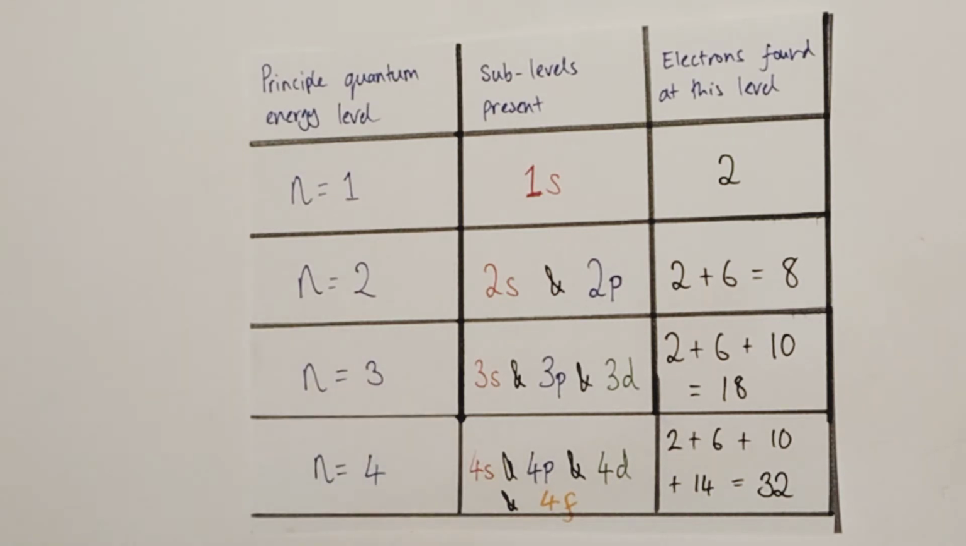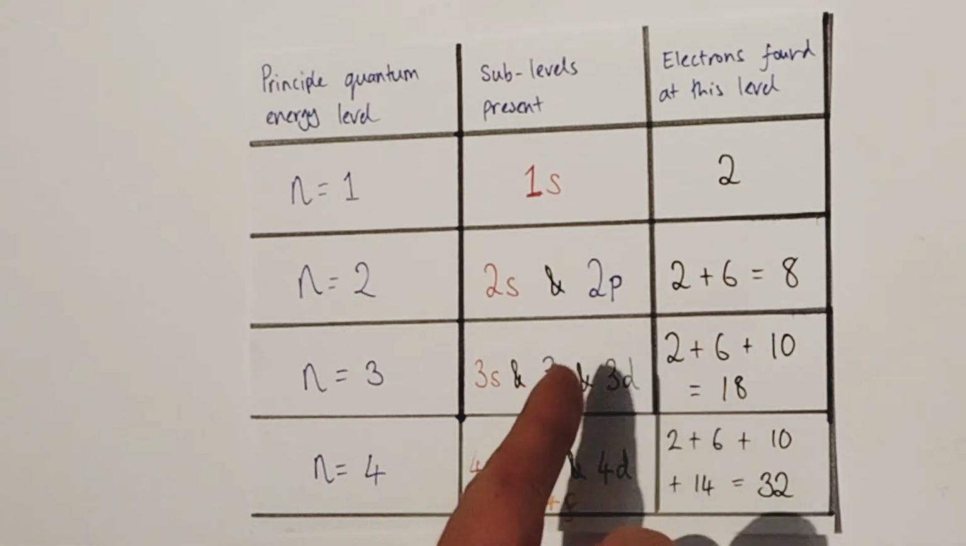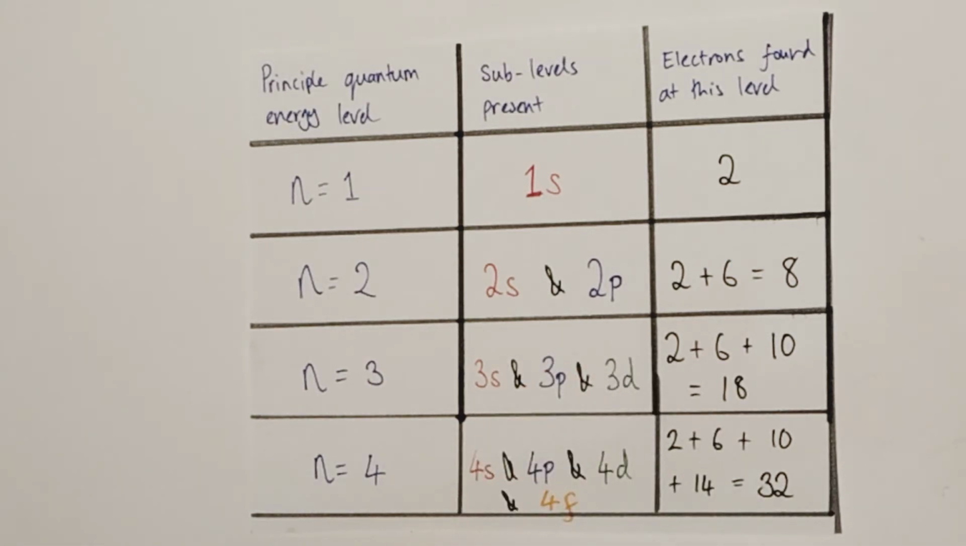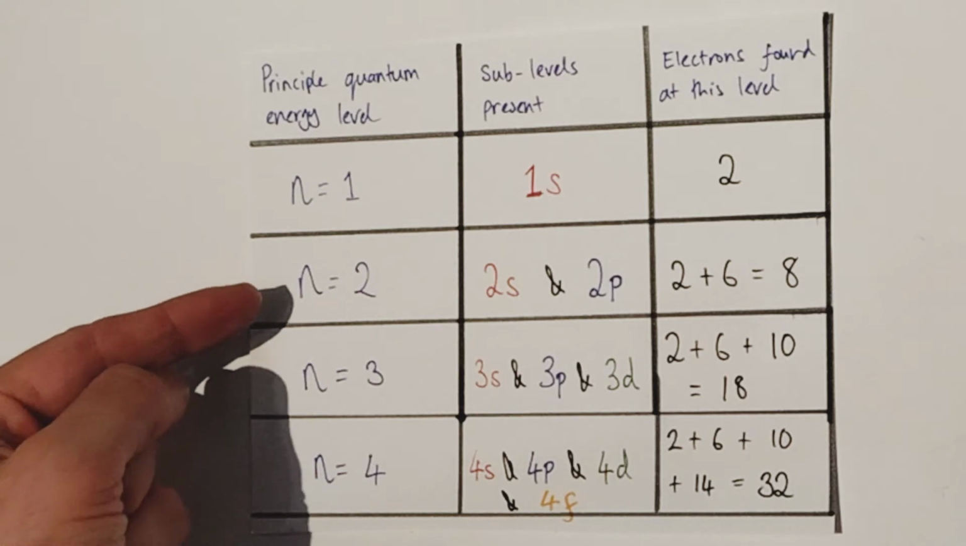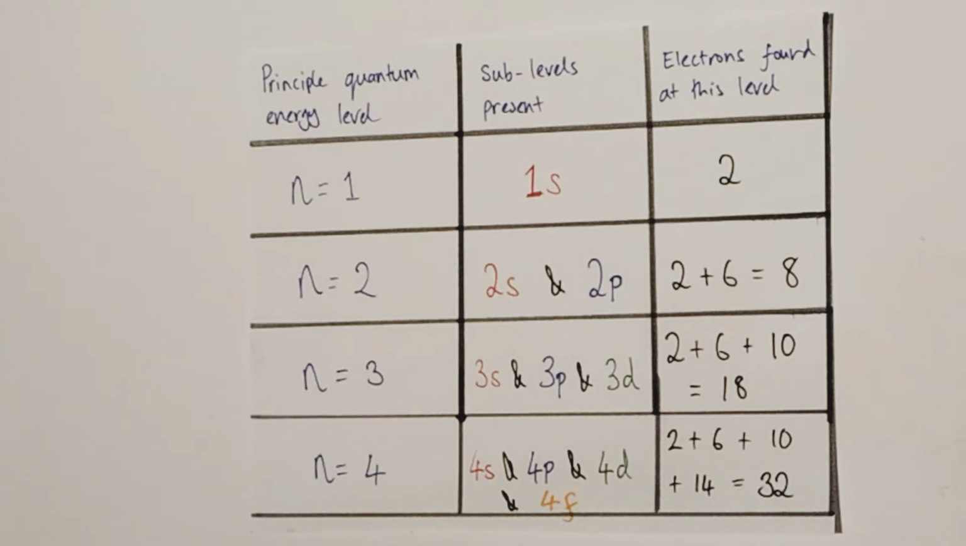N equals 2 is the next principal quantum energy level up in terms of energy, and it has a 2s and a 2p sublevel. So the 2p sublevel has 3 p orbitals present. That is the x, y, and z Cartesian axes p orbitals. So we have 2 electrons in the s orbital and 2 electrons in each of the 3 p orbitals, creating 6 electrons total in terms of that sublevel. So there are 8 electrons able to exist at this particular principal quantum energy level 2, again corresponding with period 2 of the periodic table.